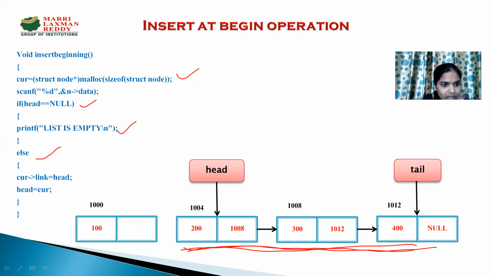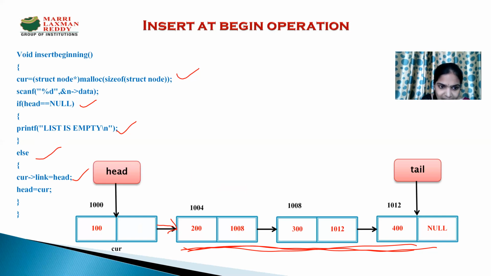Here what we are doing is linking this current node to the already established single linked list. By using this statement, we are linking the first node to the already established single linked list, and afterwards we are making the current node the head node. Because in any linked list, the first node is called the head node and the last node is called the tail node.